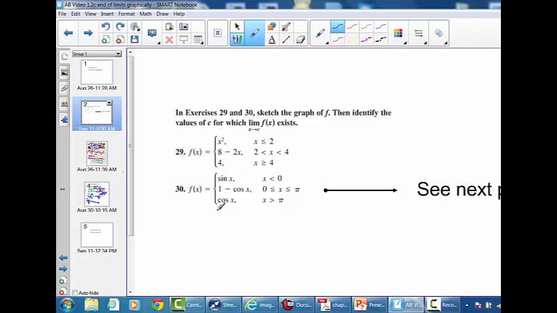First of all, you'll notice it's a piecewise function. This is done by hand. There's no symbol over here that says we're doing it with a calculator. We'll come back to that later.